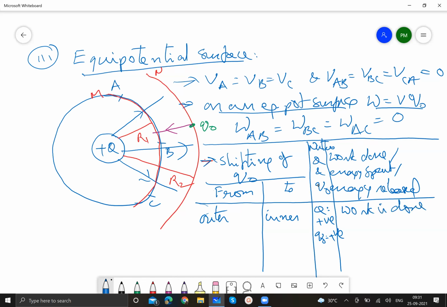Work is to be done or energy is to be expended, and is given by Q naught by 4 pi epsilon 0 into 1 by R1 minus 1 by R2 joules.